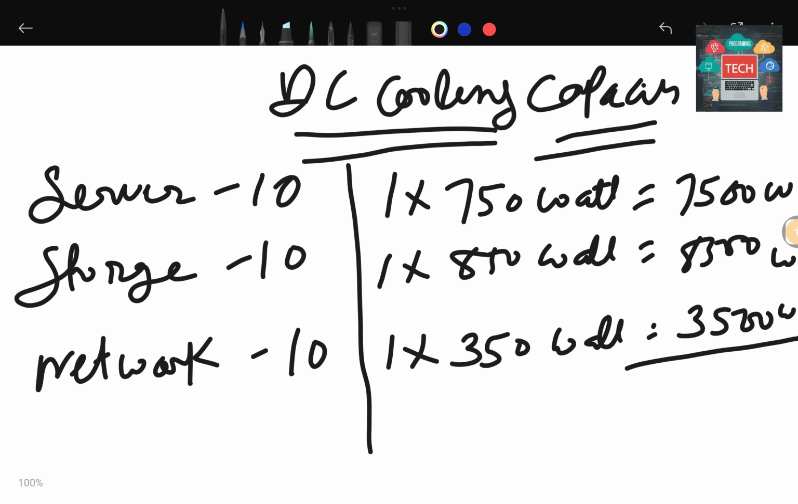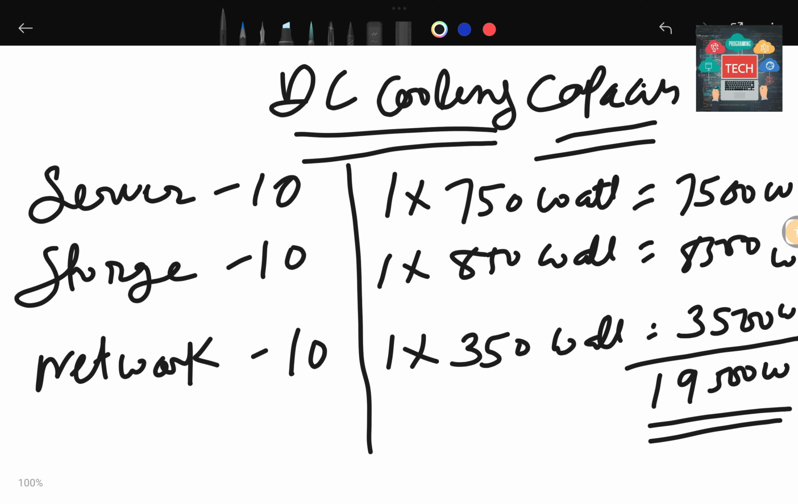So the total is 7,500 plus 8,500 plus 3,500, which comes to nearly 19,500 watt. This totally becomes 19,500 watt. Now we have calculated the wattage.